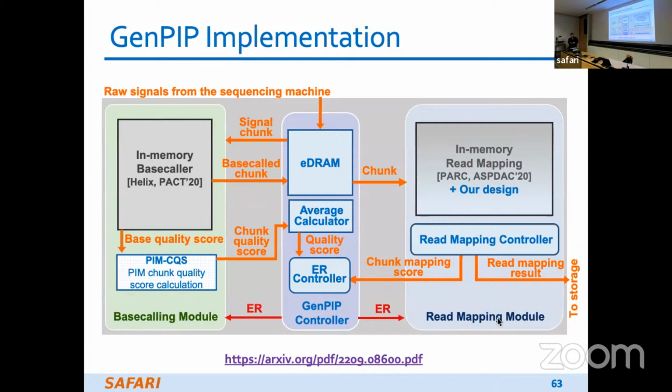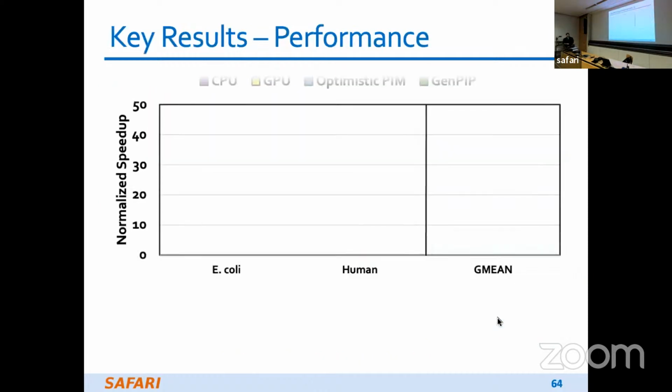So this is basically the hardware design. I'm not going to go over it, but what it essentially does is that on the left, we have the base calling module, and on the right, we have the read mapping module. And in the middle, we're essentially controlling the data movement between them, right? So we're continuously base calling the data and then doing the read mapping as soon as a part of data is base called. And then based on that analysis, we're providing feedback again to the base caller accelerator back and forth. And by doing this, you reduce the unnecessary computation and data movement.